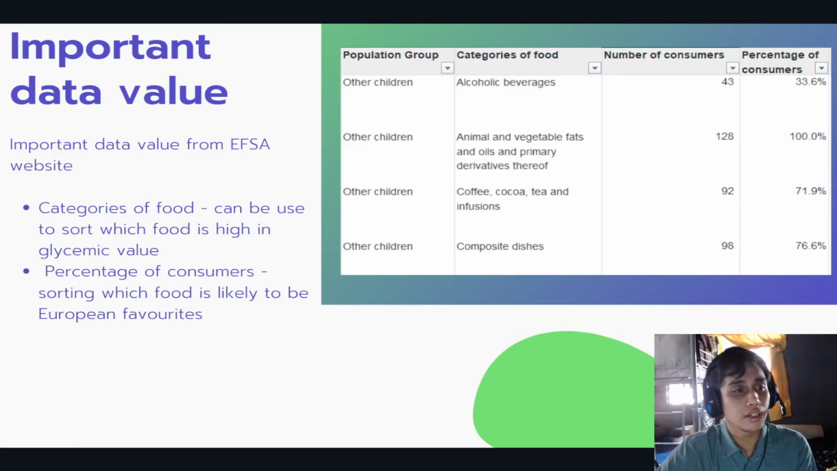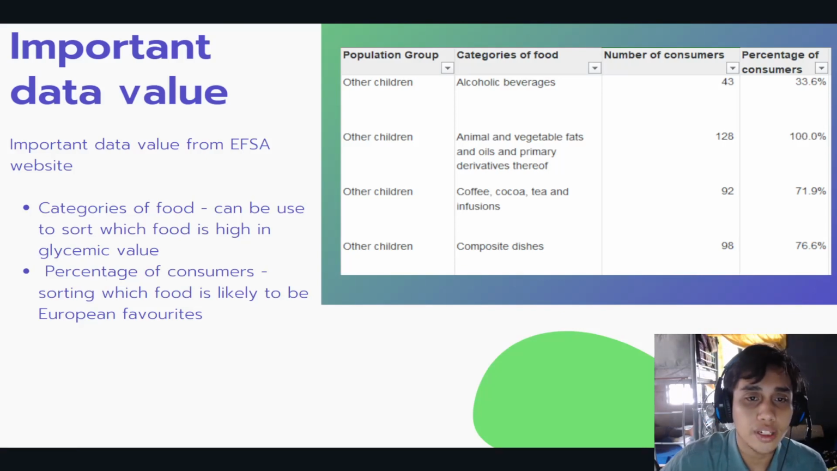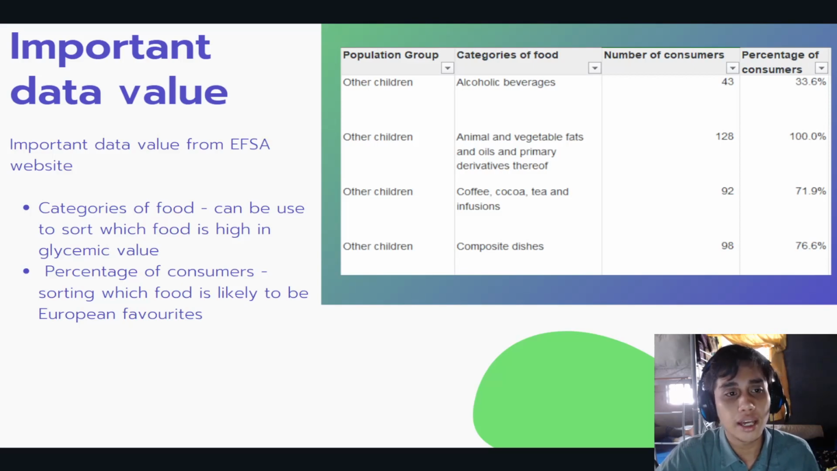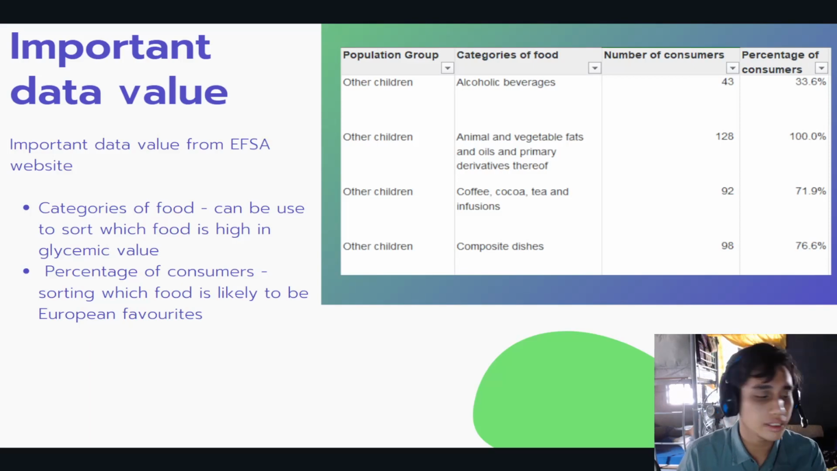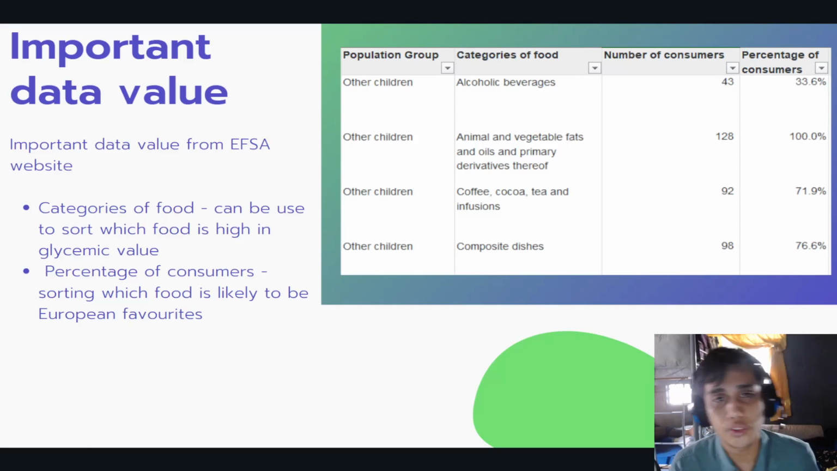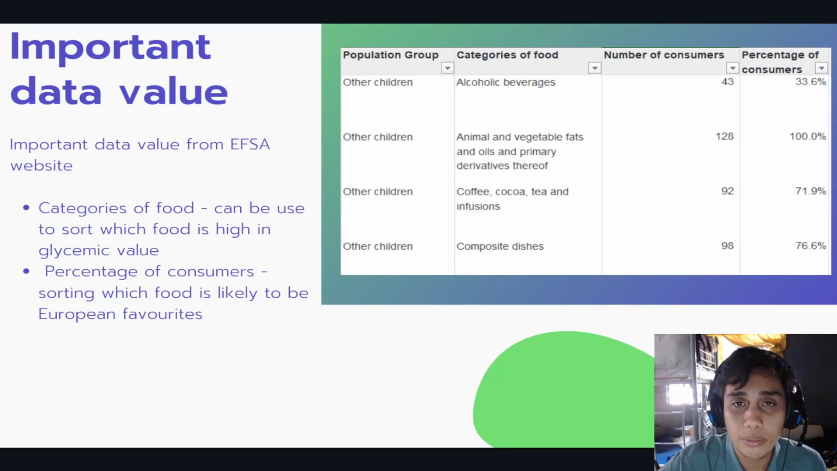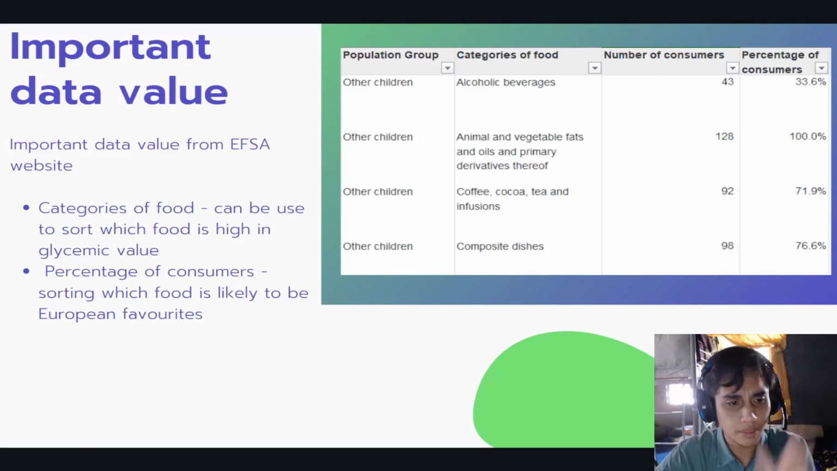Alright, the next important data values are from the EFSA website. What I think is important here is the categories of food. So that we can match the food from the glycemic index table and the EFSA table, the categories have similarities. Other than country, the categories of food are the connection between both datasets. So it's very important to have this column, I can say.